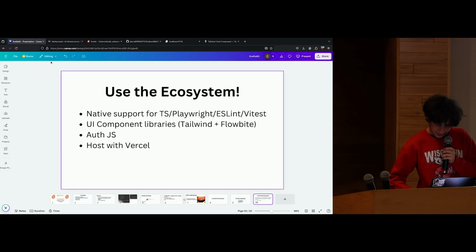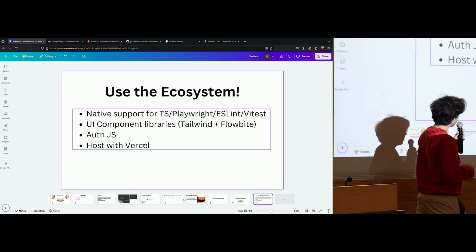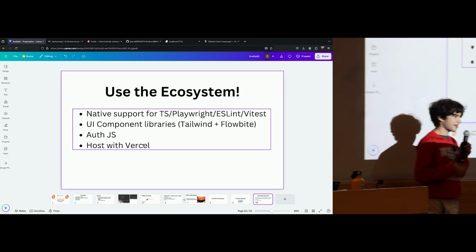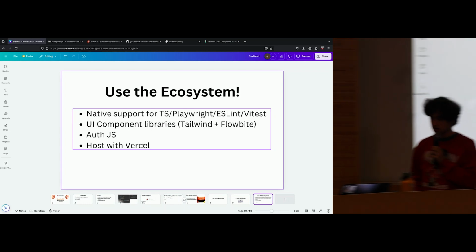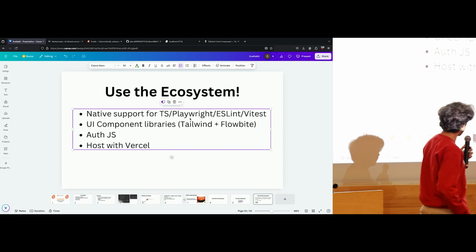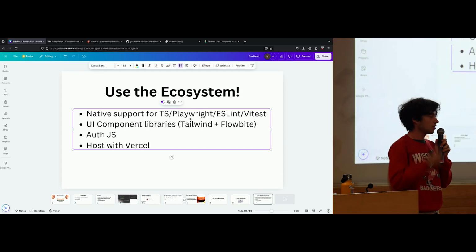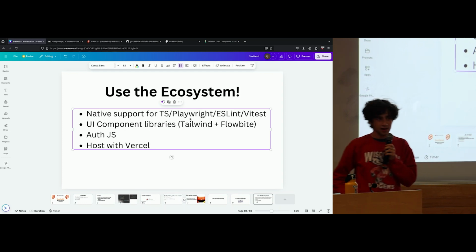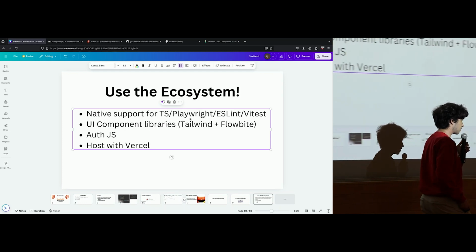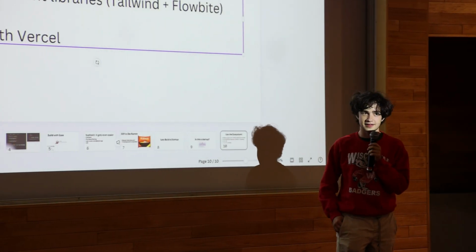Now, some other ecosystem things that I just want to talk about really quick. Auth.js, it used to be just for React, but now it got taken over, and now it does authentication also for Svelte. It has native support for TypeScript, Playwright, ESLint, and Vitest, and you can, in just a couple clicks, host a page online with Vercel. And yeah, I would super strongly recommend checking out SvelteKit if you want a really productive, enjoyable dev experience, which I really haven't found anywhere else in front end.